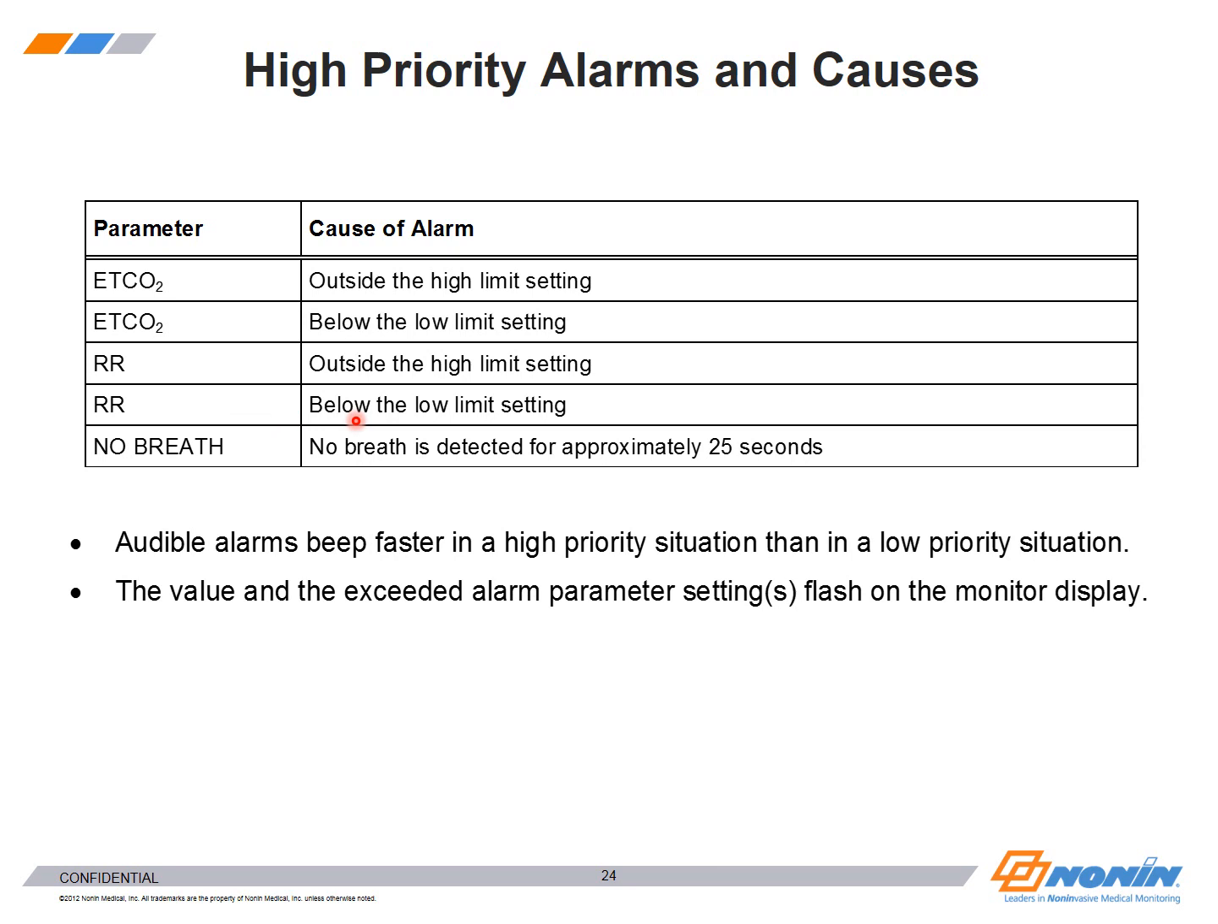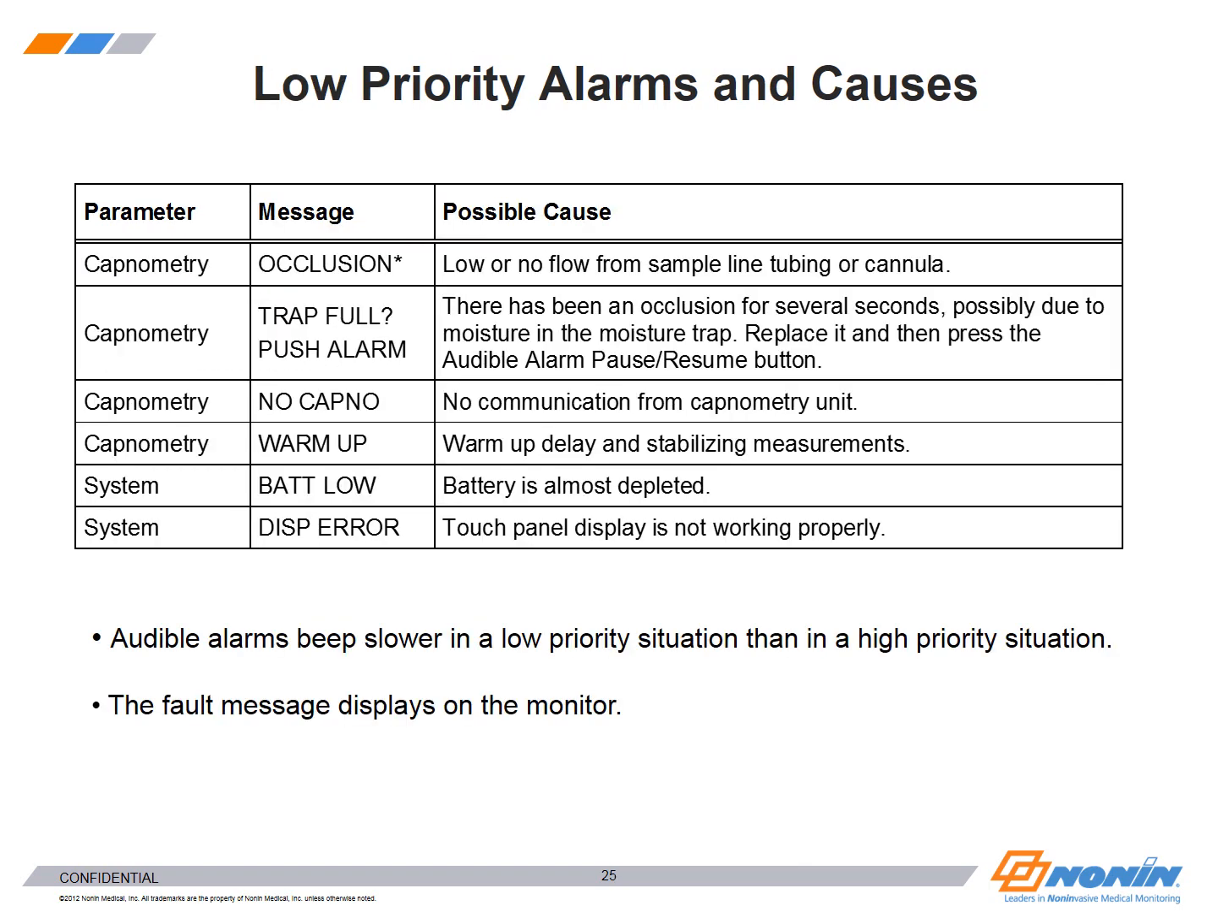So these slides are going to go over some high priority alarms and causes: end tidal, respiratory rate, and no breath. If no breath is detected for approximately 25 seconds, that's a high priority alarm. So you need to be looking at your patient and probably taking corrective measures. And again, this one shows some low priority alarms and the causes of low priority alarms that can occur with the RespSense by Nonin.